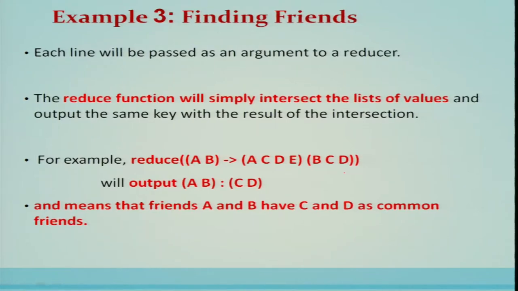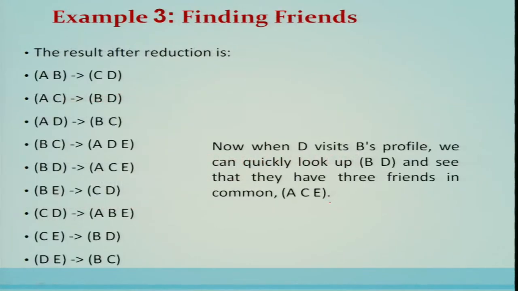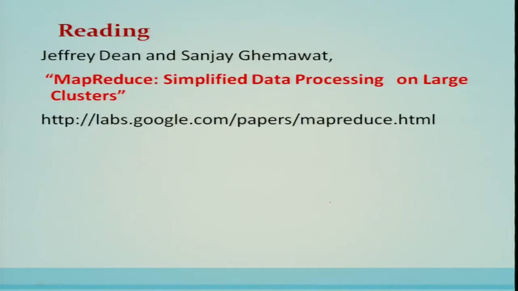So each line will be passed as an argument to the reducer, and the reduce function will simply do the intersection of the list of these values, and hence output the common friends between two people. So when A visits another person's site, that is B's site, then he can find out that C and D are common friends between A and B. So, with these three different examples, we are sure that we can solve large data set computing problems using map and reduce functions. And Google is also running several such programs every day.